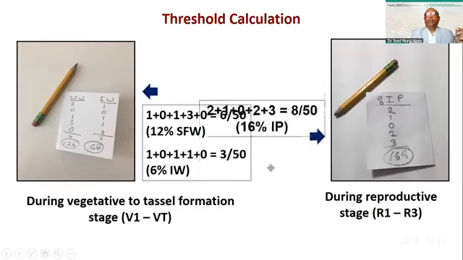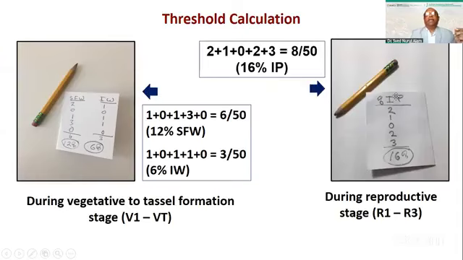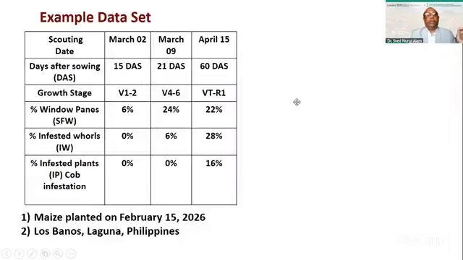During the reproductive stage, one more thing we have to see is the infested plant, that means the cob infestation. Here you see there are 50 plants, 8 infested, so it is 16% infested. How will we put this data? So this will have to be formatted like this.